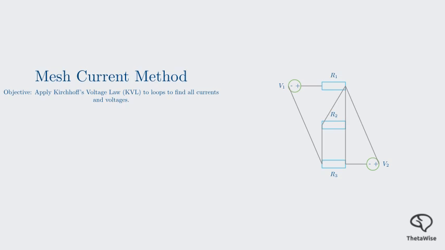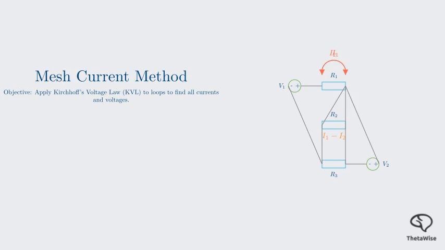Our first step, therefore, is to identify and assign a unique mesh current to each mesh. We'll assign a clockwise direction to these currents by convention. Let's use our example. We have two meshes. We'll assign a clockwise current, which we'll call I1, to the first mesh. And we'll assign another clockwise current, I2, to the second mesh.